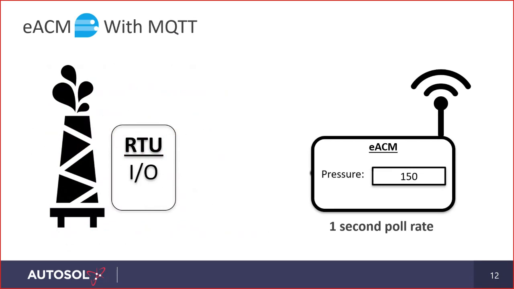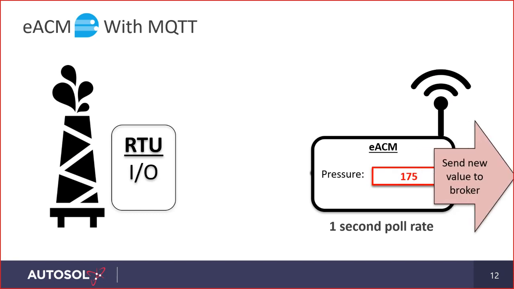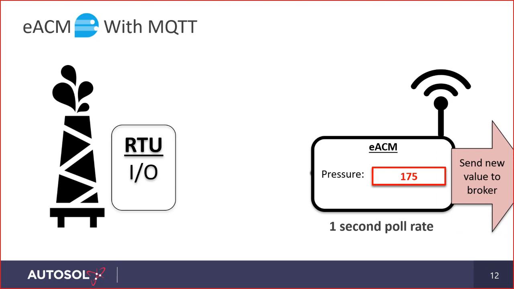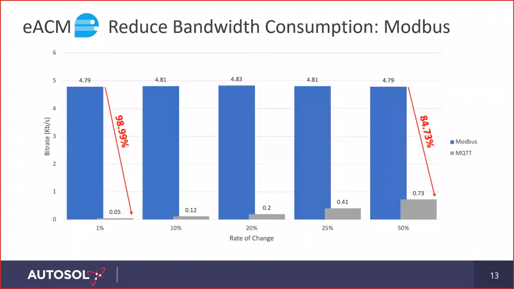So real fast, for those of you who may just now be hearing about MQTT for the first time, here's how MQTT operates. I have a radio here running eACM that's going to poll this RTU once a second to get this pressure. But every time I poll, I'm not publishing that data over the network. I only publish when there's a change. So here I just got a change. Now I will consume bandwidth and send this up to the SCADA system. Just with that feature alone, I'm able to significantly reduce bandwidth consumption.